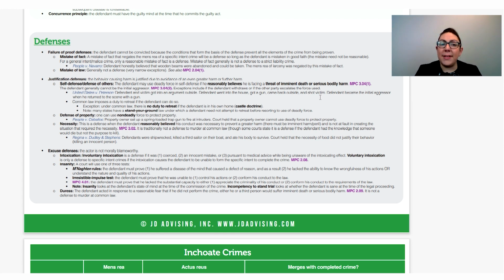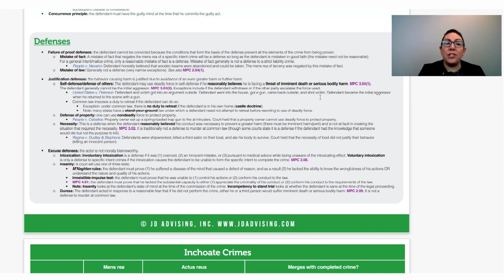The final excuse defense that we have is duress. This is where the defendant acts in response to a reasonable fear that if he doesn't perform, either he or another person will suffer imminent death or serious bodily harm. So for instance, if I'm driving my car and I'm stopped at a red light and someone hops into my car and holds a gun to my head and says, take me to the bank, we're going to rob a bank, and I have a gun being held to my head, I'm probably going to drive that person to the bank. So if I was charged with, let's say, bank robbery for helping this person rob the bank, I could raise duress as a defense.